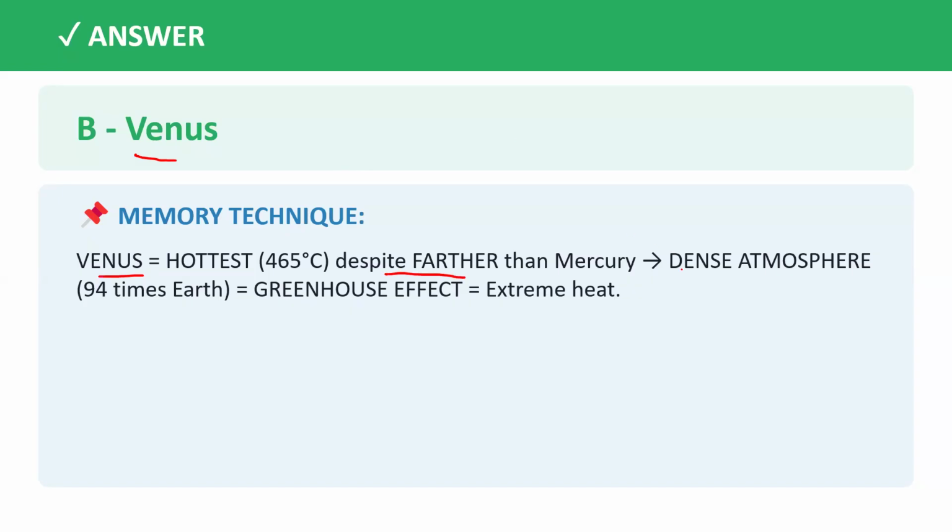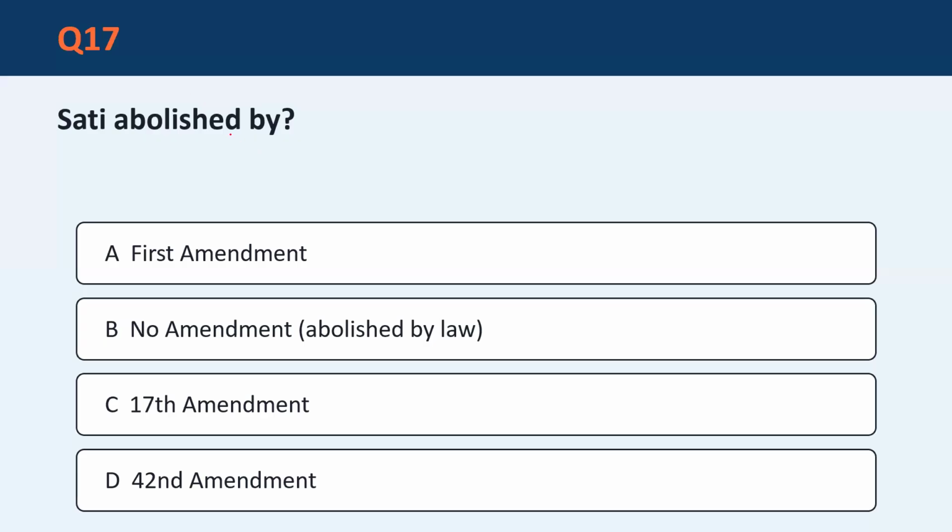The reason is Venus has a dense atmosphere, approximately 94 times the Earth's atmosphere, which leads to the greenhouse effect. Greenhouse effect basically means trapping. The sunlight gets trapped within the atmosphere, causing extreme heat. So in that way, Venus is the hottest planet in our solar system.